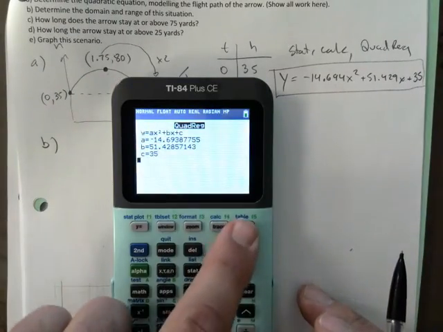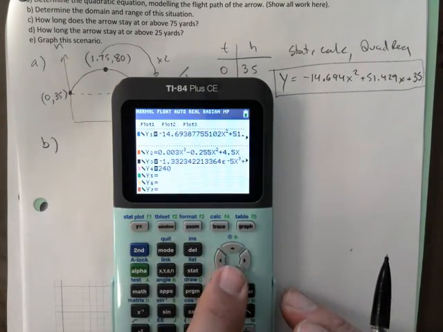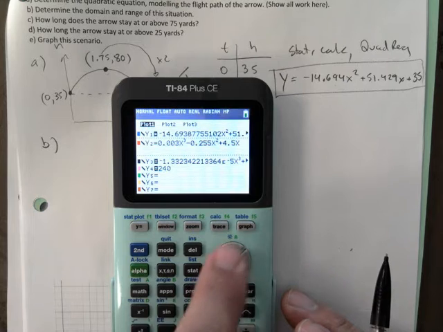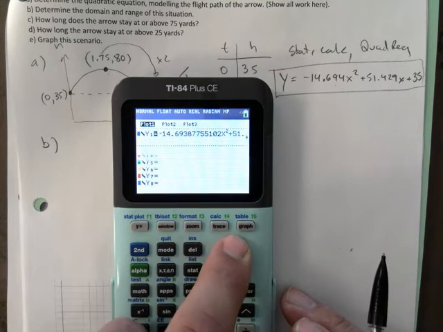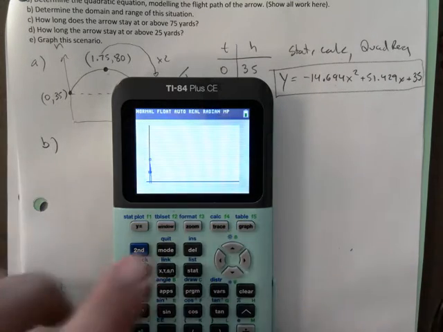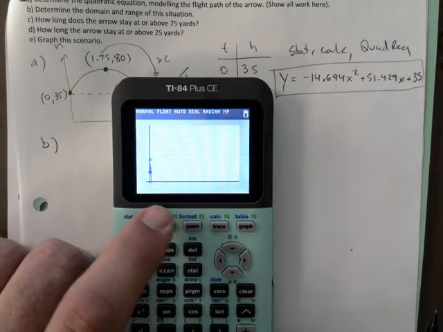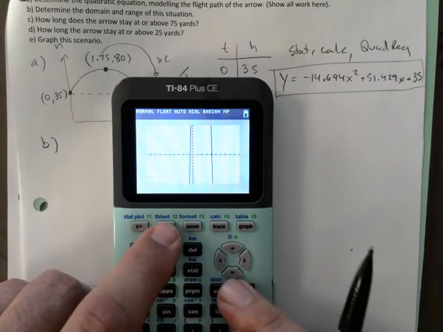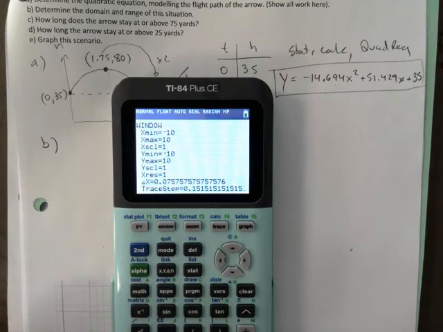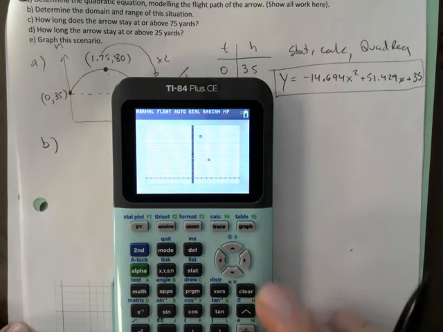You graph it real quick. I need to turn on plot 1. What is all that mess in there, right? There you go. Let's clean that up. And oops, my window is not really good. So I'm going to go zoom 6 or zoom standard. Zoom standard is not bad. Y max is what? At least 100, right? Because my highest point is 80.